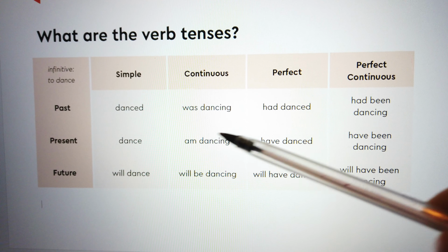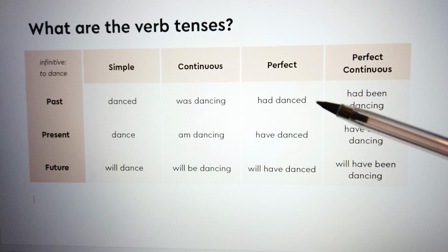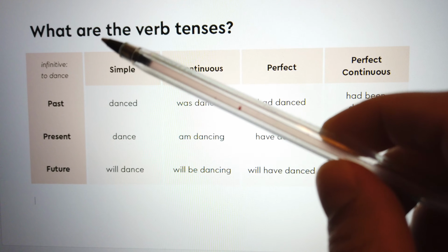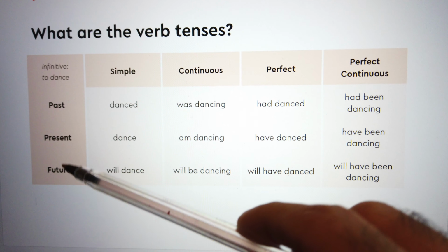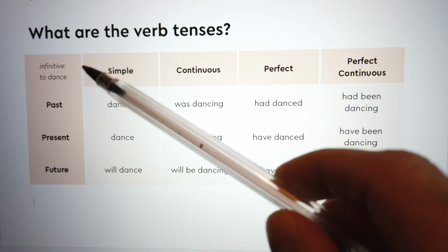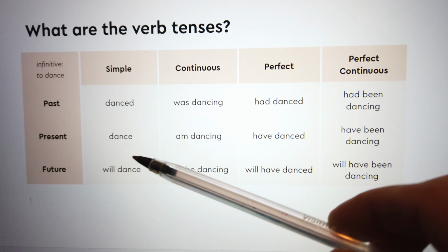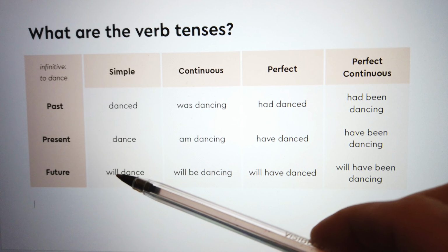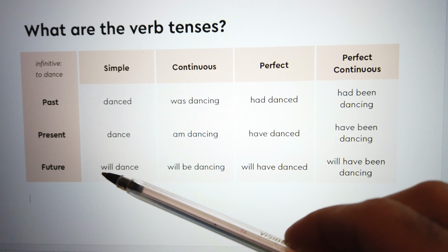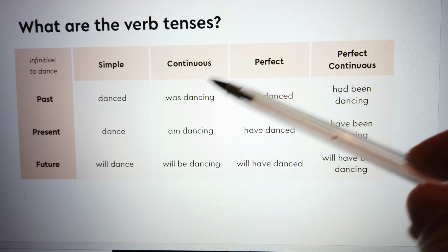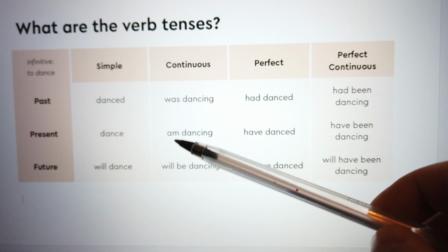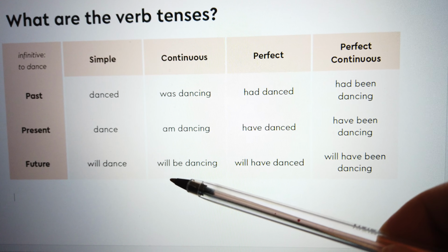So now we've covered the present and we've covered the past for the verb tenses. Then we've got the future. So future simple: will dance. I will dance. It's very simple. It's in the future. Future continuous: will be dancing.